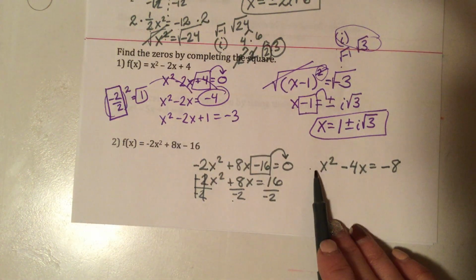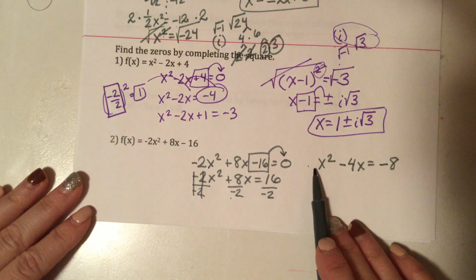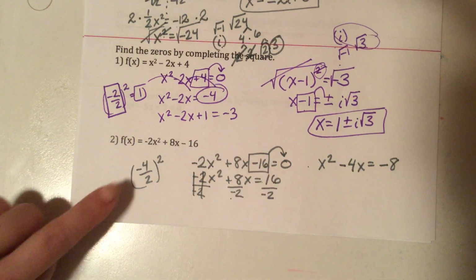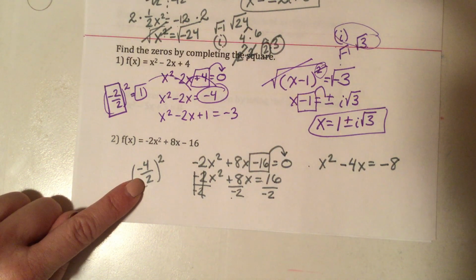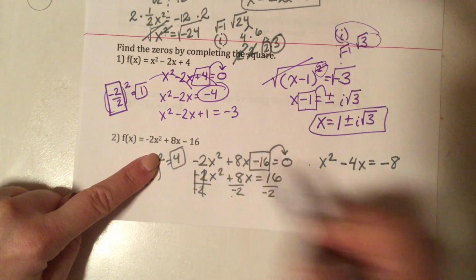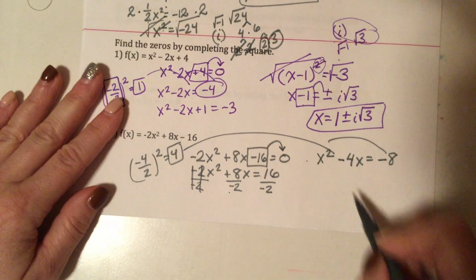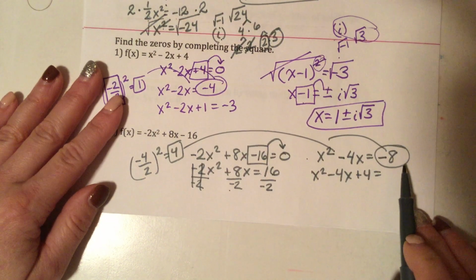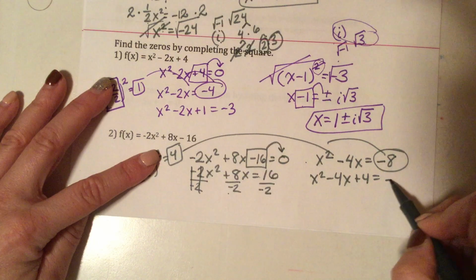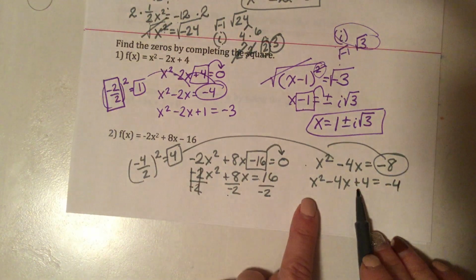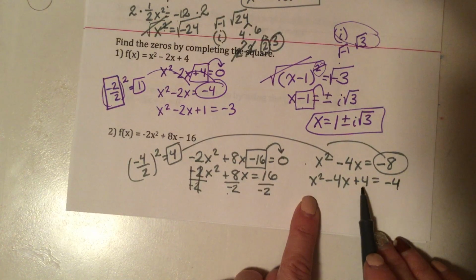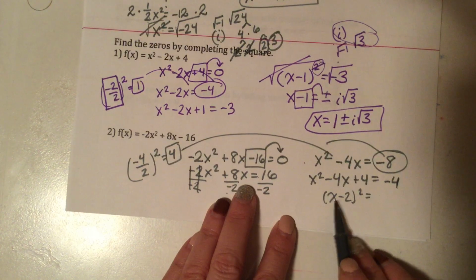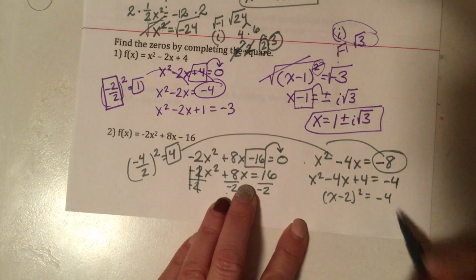I no longer have a number in front of my square term, so I can find the magic number. I take b, which is negative 4, divided by 2, and I square it. Negative 4 divided by 2 is negative 2. Negative 2 squared is 4. So 4 needs to be added to both sides. X squared minus 4x plus 4 equals, if I had negative 8 and I add 4 to it, now it's a negative 4. Time to factor. Two numbers that multiply to positive 4 and add to negative 4 are negative 2 and negative 2. So I write it as x minus 2 quantity squared equals a negative 4.